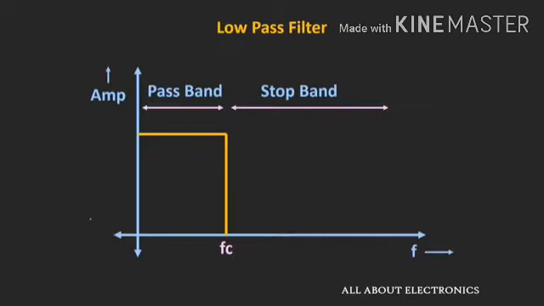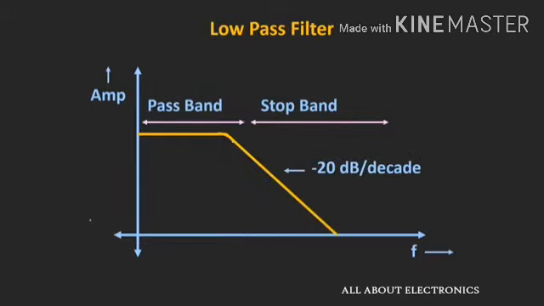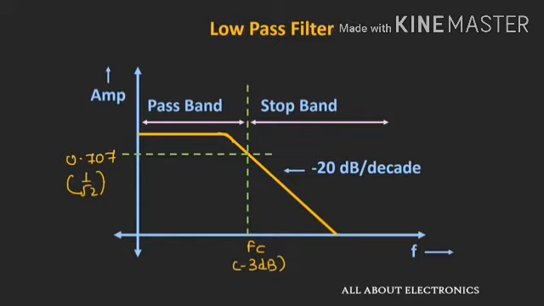Earlier we had seen the frequency response of an ideal low pass filter, but the actual response will look like this. At lower frequencies, this filter provides 0 attenuation or minimum attenuation, and as the frequency increases, the attenuation will also increase. The frequency at which the output is 0.707 times the input is known as the cutoff frequency or the minus 3 dB frequency. At this frequency, the output will be 1 over root 2 times the maximum value of the output.